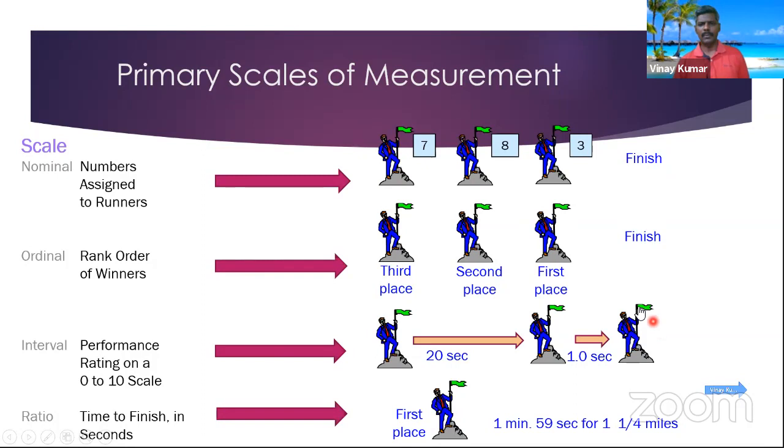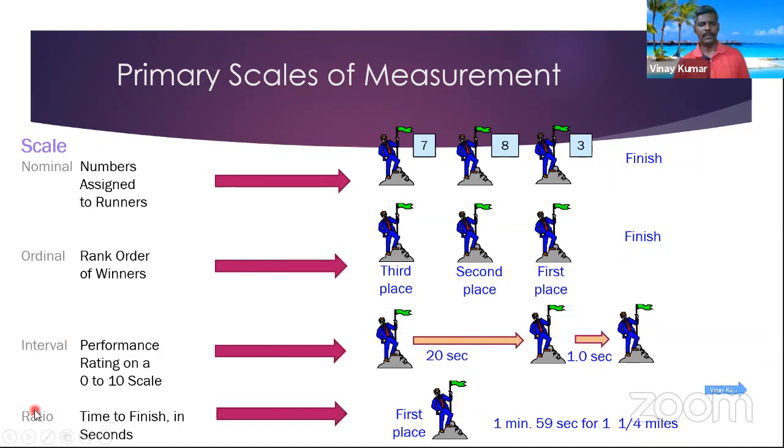The difference between the first place winner and the second place winner is 1 second, whereas the difference between the second prize winner and the third prize winner is 20 seconds. So this is called interval, which we don't see in the ordinal scale. So in the interval scale, we are not only identifying the subjects, we are not only understanding the position of the subjects, but also we are trying to understand what is the difference between the performance of these athletes. So all the three characteristics are fulfilled here.